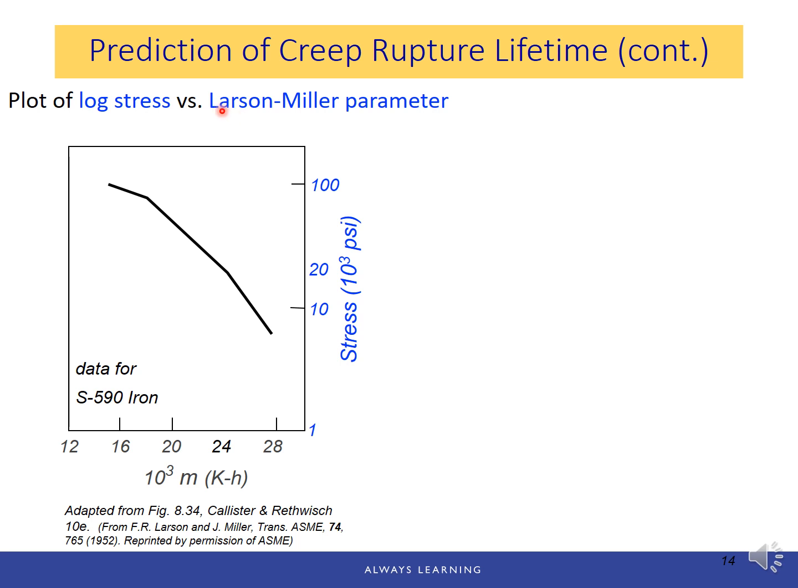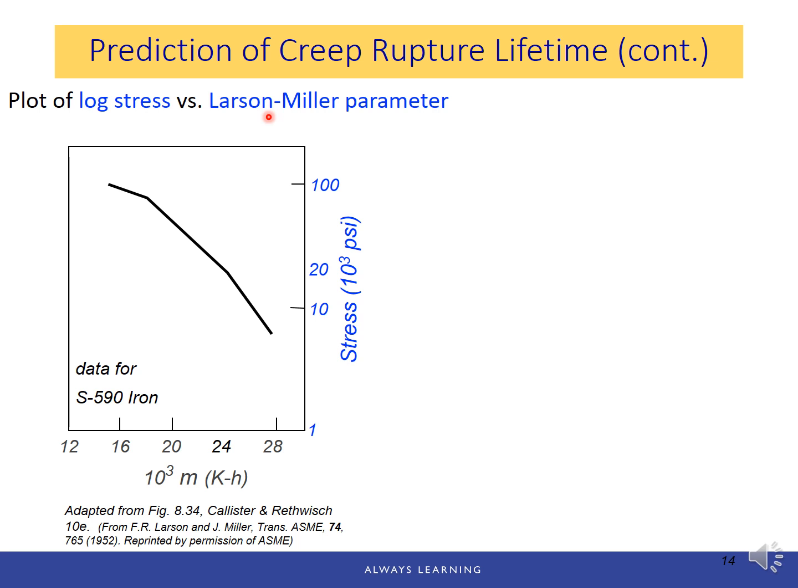How do we use the Larson-Miller parameter? Well, in most cases, this Larson-Miller parameter m will be plotted against the logarithm of stress, just as shown here. The x-axis is the Larson-Miller parameter m, but it's in the thousands. So this is 12,000, 16,000, and 20,000, and so on. And the stress is the log stress.